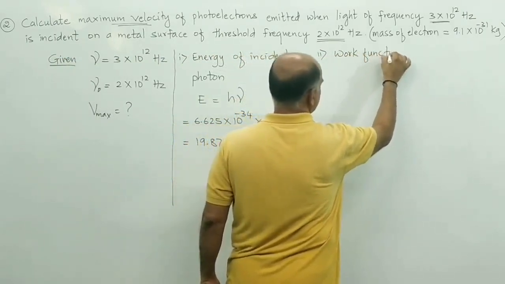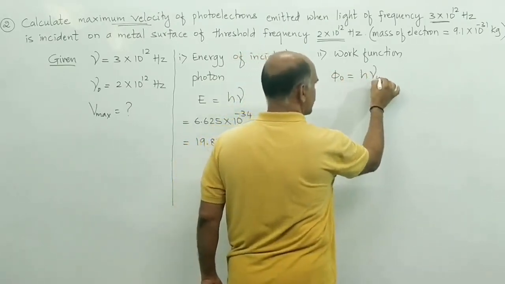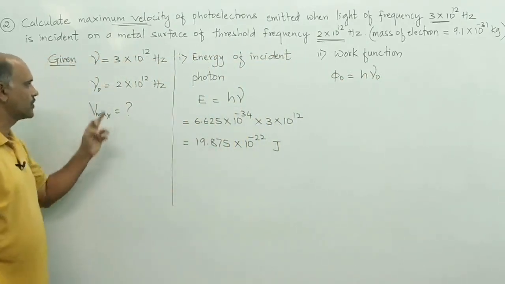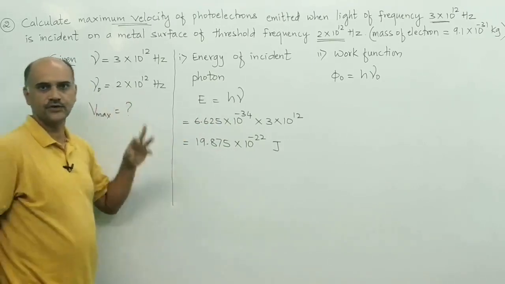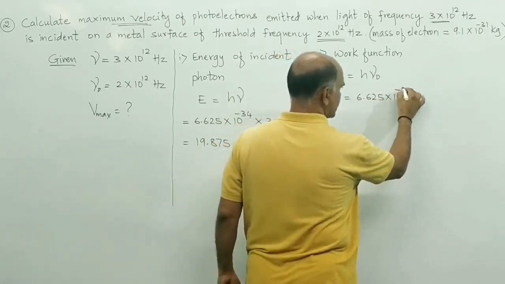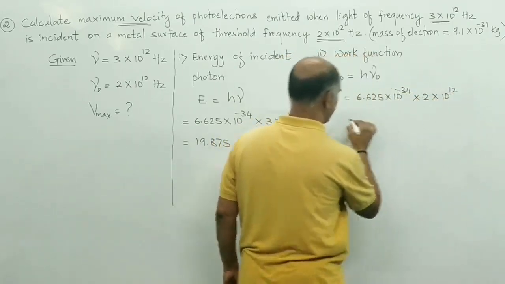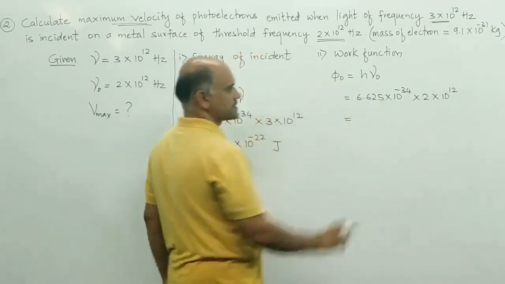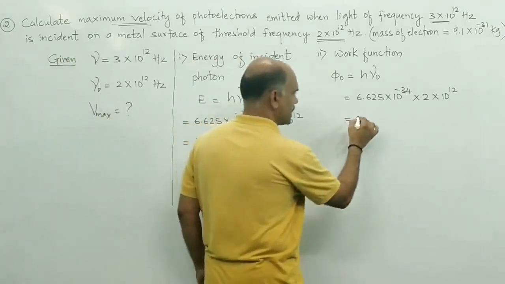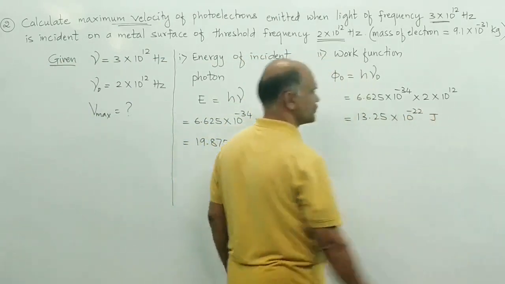Work function. So phi naught is equal to h nu naught. So h is 6.625 into 10 raised to minus 34. Nu naught, threshold frequency, is 2 into 10 raised to 12. So 6.625 into 10 raised to minus 34 into nu naught, which is 2 into 10 raised to 12. So if I multiply these two, 6.625 into 2, you will get 13.25. So 13.25 into 10 raised to minus 22 joules.